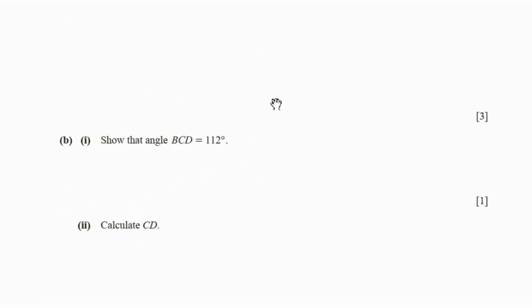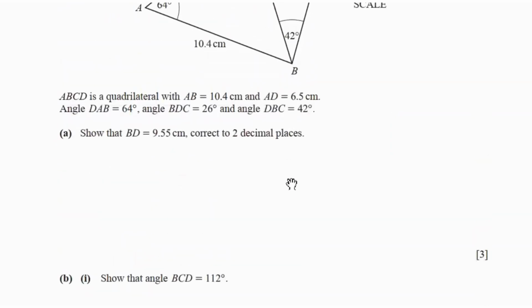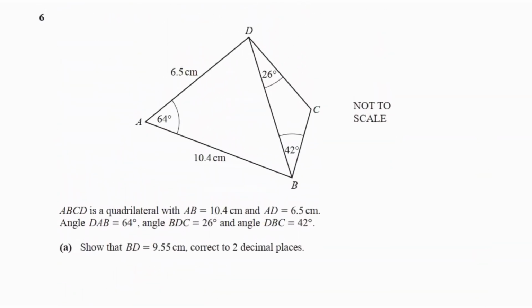Show that the angle BCD is 112. This is straightforward: subtract 56 and 42 from 180. And that gives us 112, which is exactly what they were asking us to show.